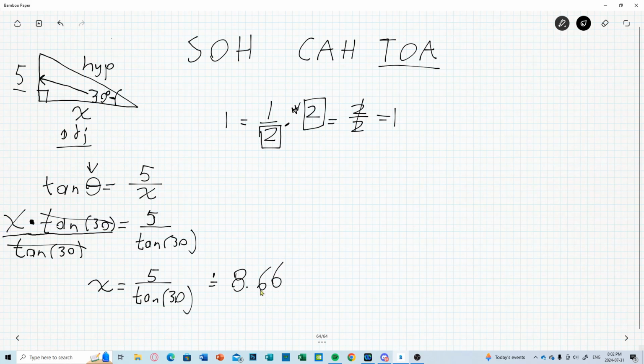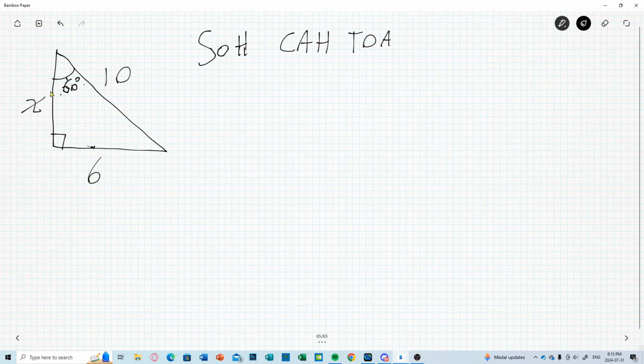8.66. So we know that our x, if let's say this is in centimeters, if this angle is 30 degrees and this height is 5 centimeters, then our x, which is going to be our length in this case, is going to be 8.66 centimeters.